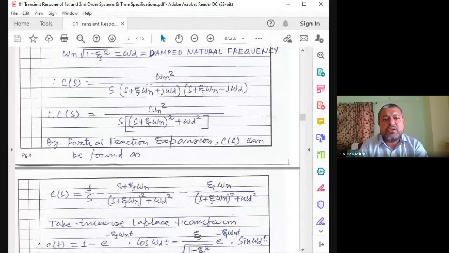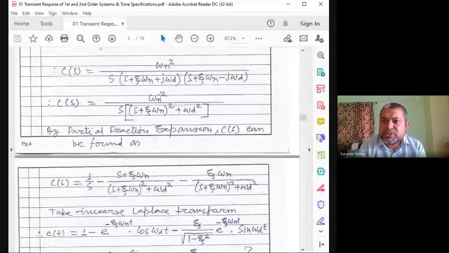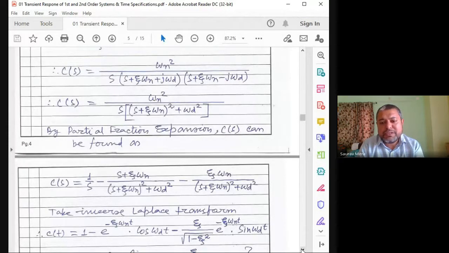So now C(s) is equal to, there are three terms, denominator s plus zeta omega n plus j omega d, s plus zeta omega n minus j omega d. If you're multiplying these two, it comes as s plus zeta omega n whole square plus omega d square. Now no need to do this multiplication, because actually we are supposed to do the partial fraction of this. But this is another C(s) equation that I wanted to show, and that's why I multiplied it and showed it. But actually the next proof is on the next page.